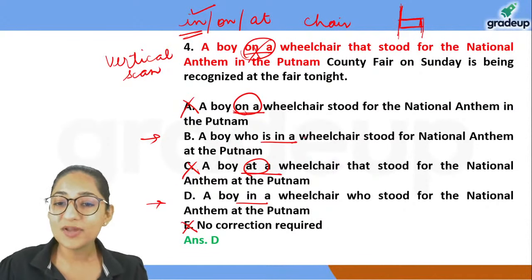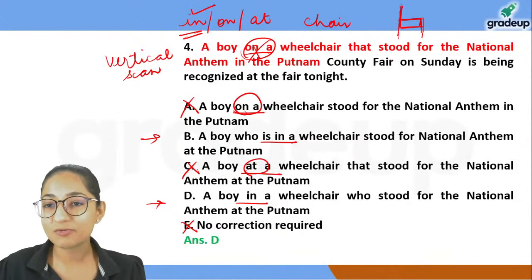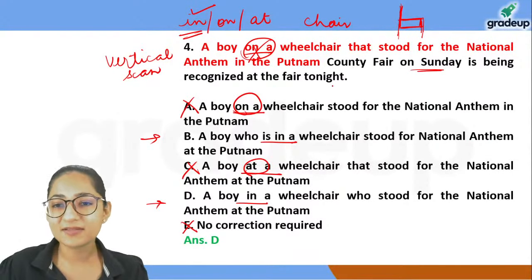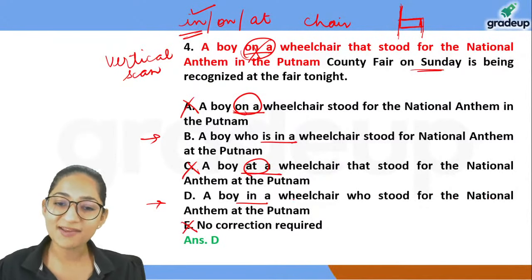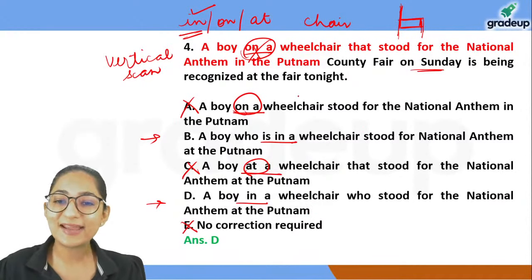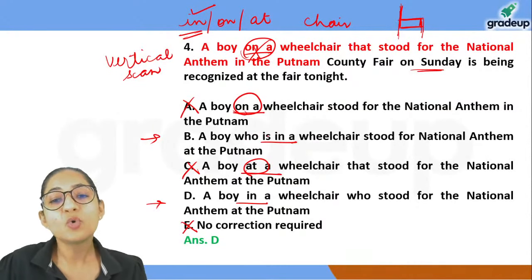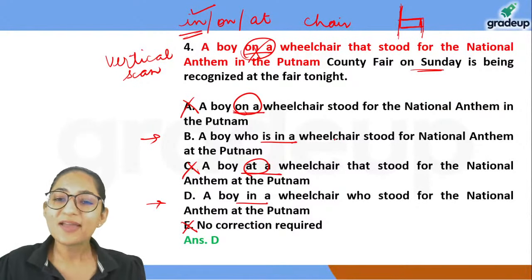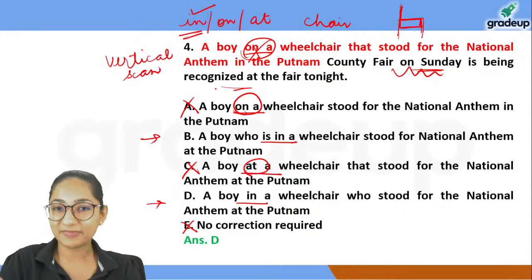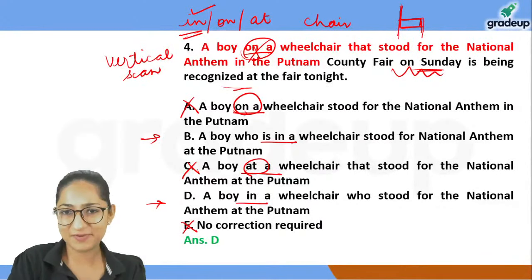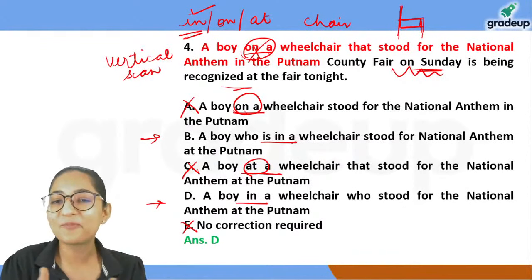Now, a boy who is in a wheelchair stood for National Anthem at Putnam County Fair on Sunday is being recognized. Who is in a wheelchair is being recognized at the fair tonight. Boy in a wheelchair who stood for National Anthem at the Putnam is being recognized for the fair tonight. Now notice, so boy in a wheelchair and boy who is in a wheelchair, right? So is being recognized, that means now something is being done to recognize his effort, because he is in a wheelchair, still he stood up for the national anthem, right?